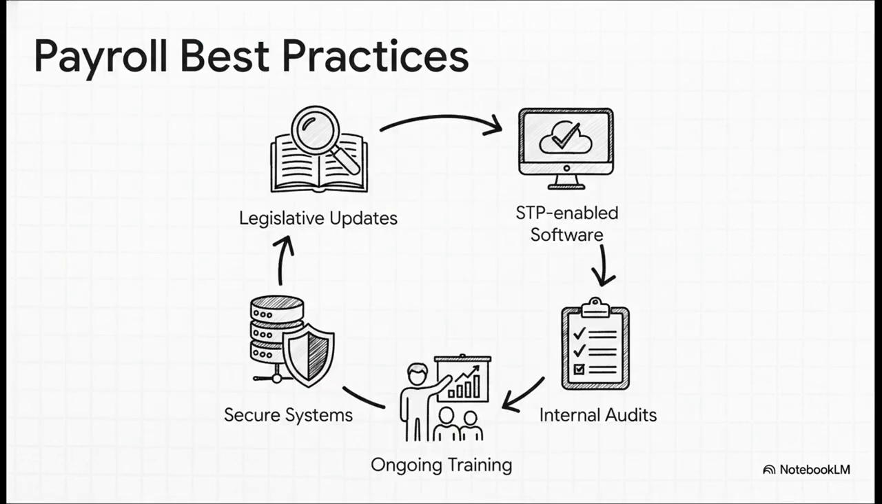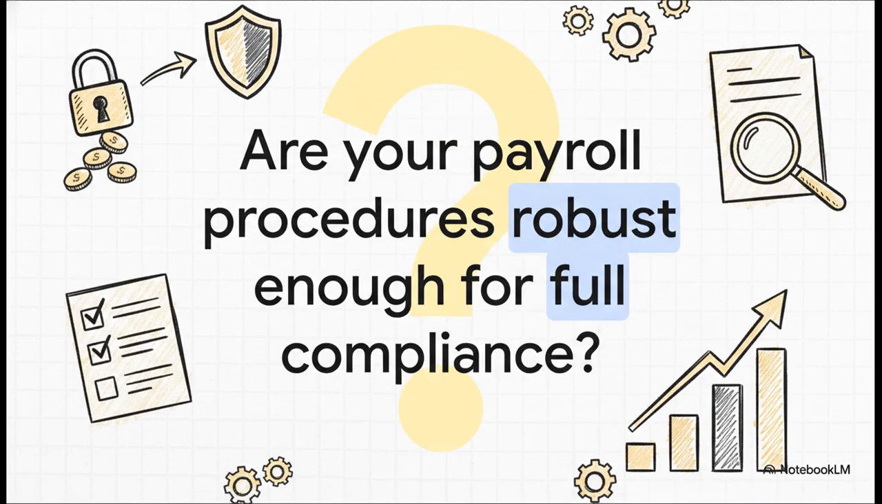To synthesize these concepts, the source provides a final checklist of best practices. This includes staying current with legislative updates, utilizing STP-enabled software for real-time reporting, conducting regular internal audits, ensuring systems are secure, and investing in ongoing training for all payroll staff. We have now covered the foundational elements from the source document.